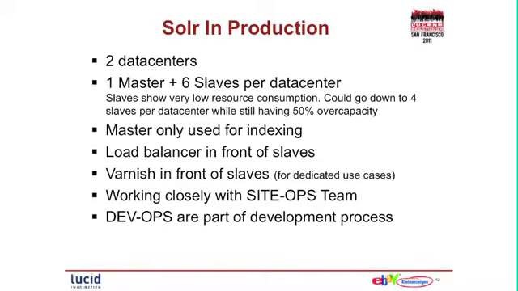How we run Solr in production. We are running two data centers, one in Frankfurt and one in Amsterdam, and we distribute traffic across the two data centers. One thing we do is we always guarantee 50% overcapacity per data center. So in case one data center goes down, the remaining one has to be able to serve full traffic peak time.